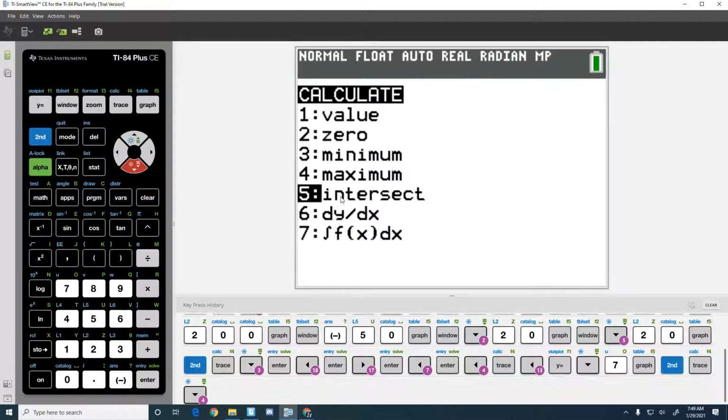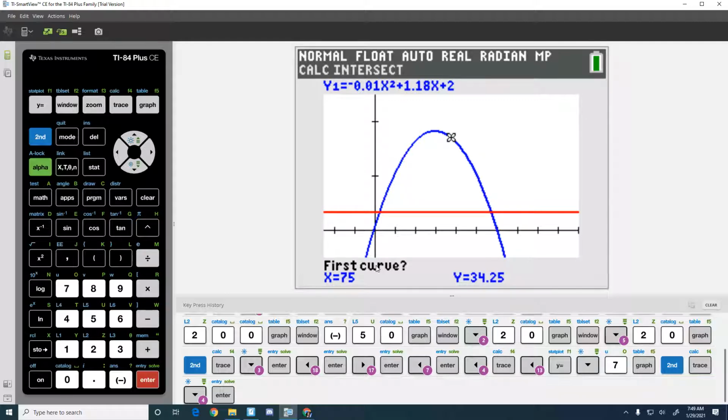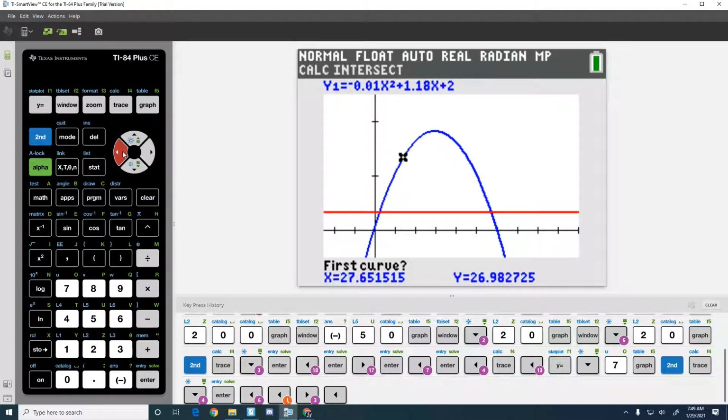Okay, so you select intersect. Press enter. And all right, we have some different questions now. It's not left bound, right bound. It says first curve. Now, as I mentioned before, typically we always just press left and right to move the cursor along one of our lines, one of our equations. And so it should be on whatever y1 is. And at the top of your screen, it will tell you y1 equals, and it should show you the equation of our parabola. And so first curve just means make sure the cursor is anywhere on the first line that we want to find the intersection of.